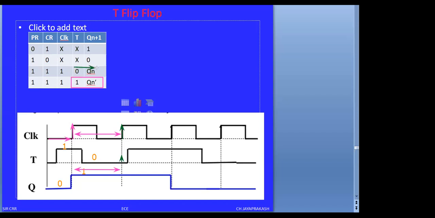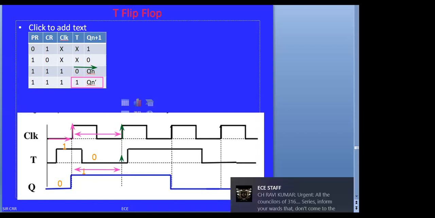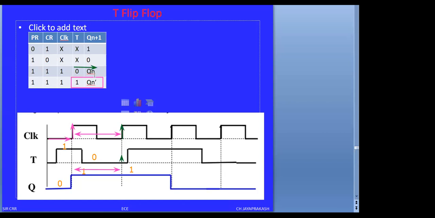See, when t equals to 0, the next state will be q of n. అంటే previous గా ఏదైతే ఉందో అదే కంటిన్యూ. That is, the 0 will be previous గా t equals to 1 కాబట్టి the same one will be continued. The same one is continued at this point also. Previous గా 1 ఉంది, ఇప్పుడు కూడా 1. ఎందుకని, t equals to 0 అయితే it has to remain the same value. t equals to 0, the q of n plus 1 equals to qn. Previous గా qn 1 ఉంటే 1 ఉంటుంది, 0 ఉంటే 0 ఉంటుంది.